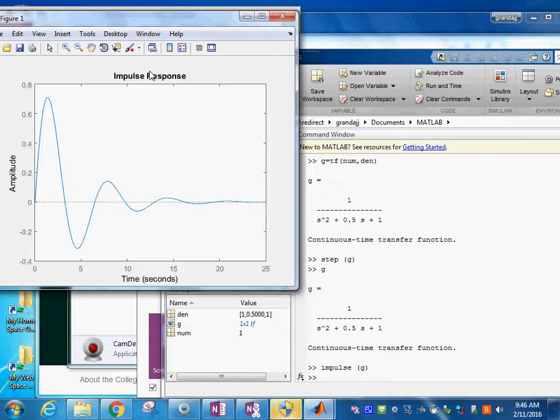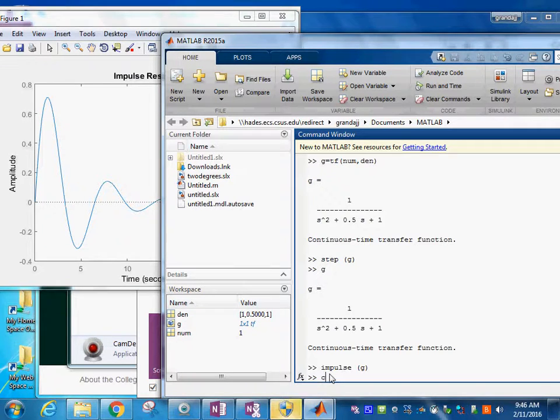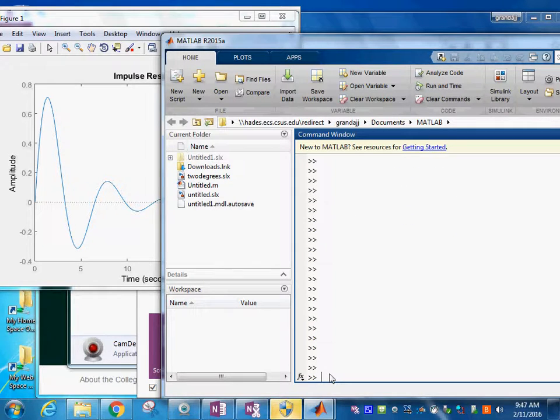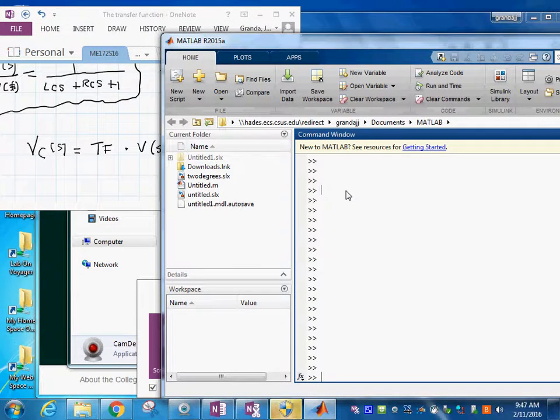What I wanted to say is that, if we clear this workspace, MATLAB doesn't know anything about what I did up there, just plain blank. Then I am going to say that the s variable is going to be, I think it's called sys, to define it as a system variable.